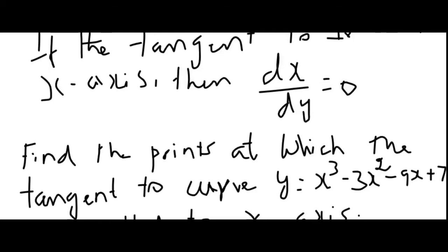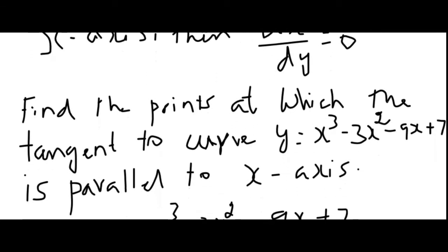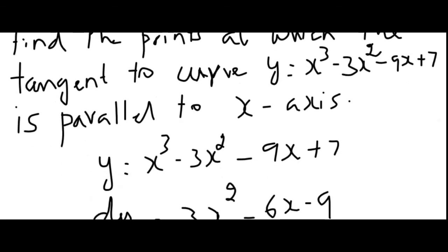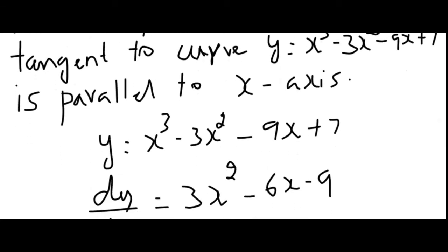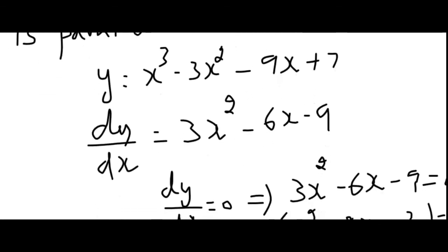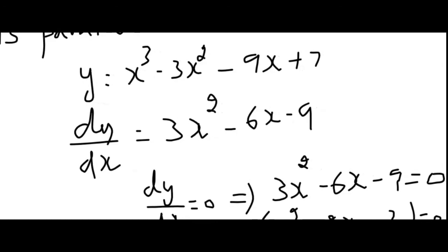Find the points at which the tangent to the curve y is equal to x cubed minus 3x squared minus 9x plus 7 is parallel to the x-axis. The given curve is y is equal to x cubed minus 3x squared minus 9x plus 7. Let us first find the slope of the tangent, which is given by dy by dx, which is equal to 3x squared minus 6x minus 9.